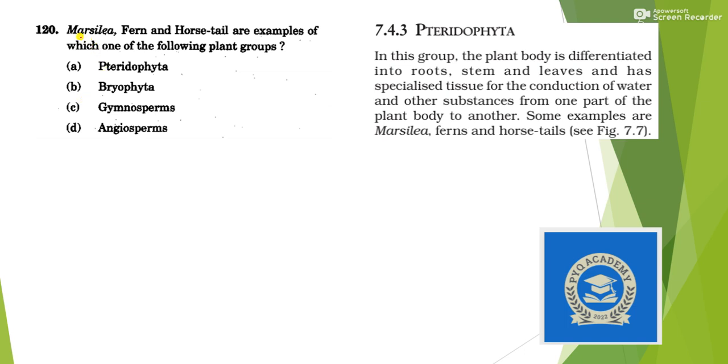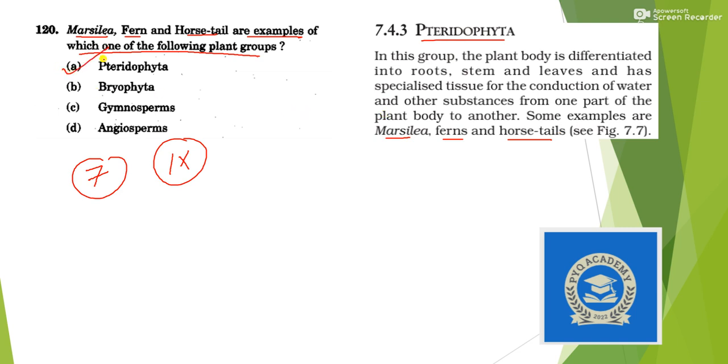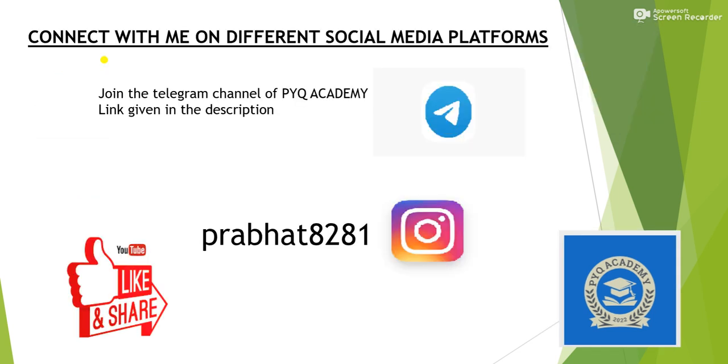Next question. Marsilea, fern and horsetail are examples of which of the following plant groups? This is directly taken from chapter 7 of class 9, Diversity in Living Organisms. Here you can see Pteridophyta, which is a part of plant kingdom. So examples of Pteridophyta are Marsilea, fern and horsetail. So answer is Pteridophyta, option A. Okay.